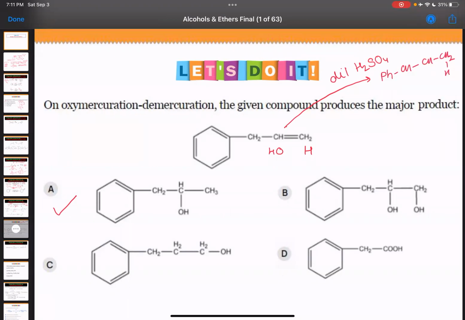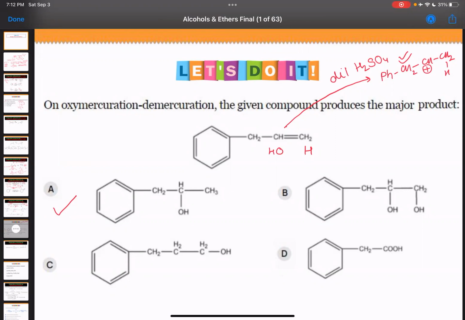So I added H plus, the carbocation formed on the secondary carbon, but the carbocation is not going to stay here. It is going to come just next to benzene, because that is a benzylic carbocation and it is very stable.